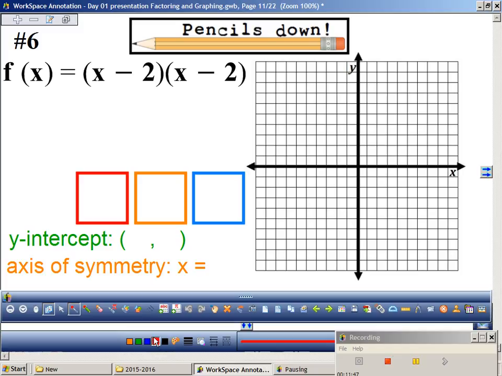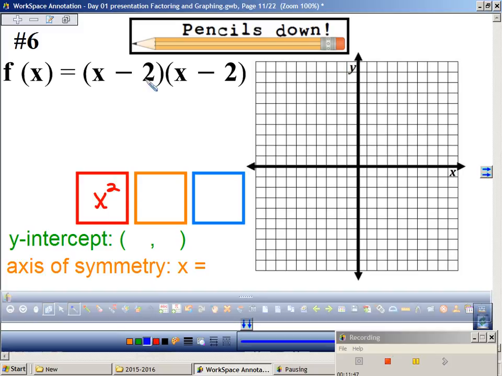So first I'm going to look at the first two. x and x is x squared. The last is -2 and a -2. -2 times -2 is +4. And to find the middle, it's -2x. And the outer is -2x, which makes a total of -4x. Yep. You combine them. A -2 and a -2 is a -4.